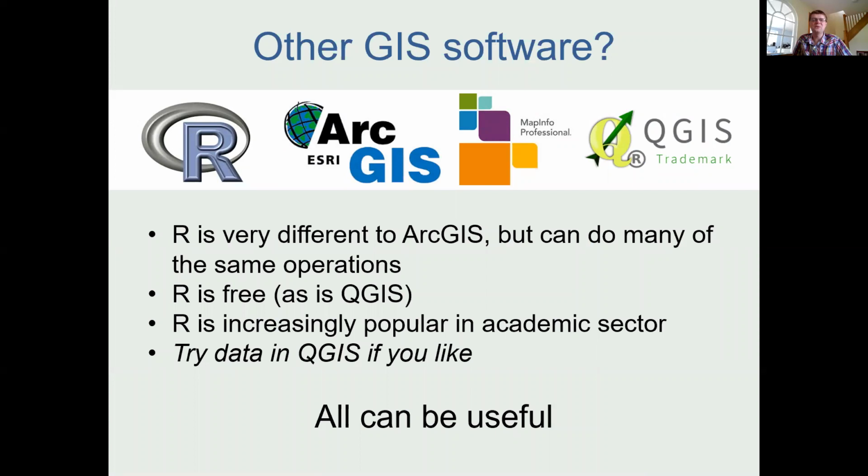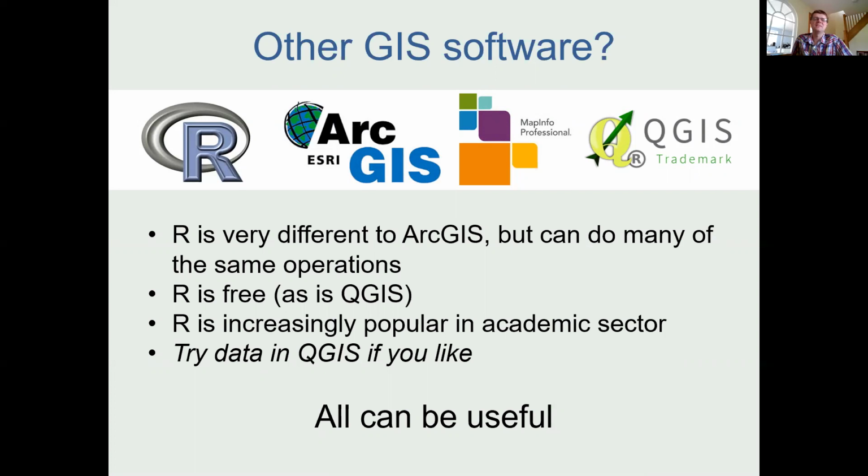Just to flag, we do have other types of GIS software. So you may have used ArcGIS before, or MapInfo before, or QGIS. R is very, very different to all of those, but it can do many of the same operations. One thing I should point out is R is free and open source. QGIS is also free. ArcGIS and MapInfo are professional commercial programs, so you have to pay to use them. And R is becoming increasingly popular in the academic sector because it's open source. So that means it ticks a lot of boxes for reproducible research.